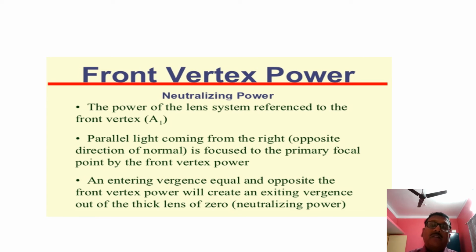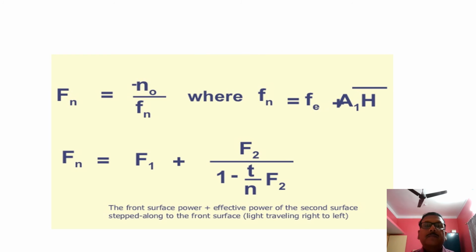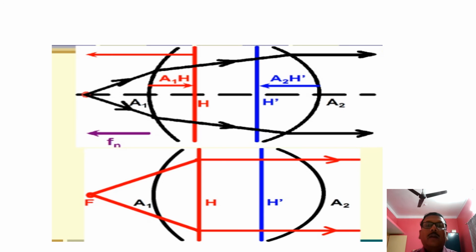The power of the lens with reference to the front vertex A1: parallel light coming from the right is focused to the primary focal point by the front vertex power, and an entering vergence equal and opposite to the front vertex power will create an exiting vergence out of the thick lens of zero power. Here is the figure. Here is the calculation: the front surface power plus the refractive power of the second surface is stepped along the front surface. Here again is the figure according to the slide previously shown.